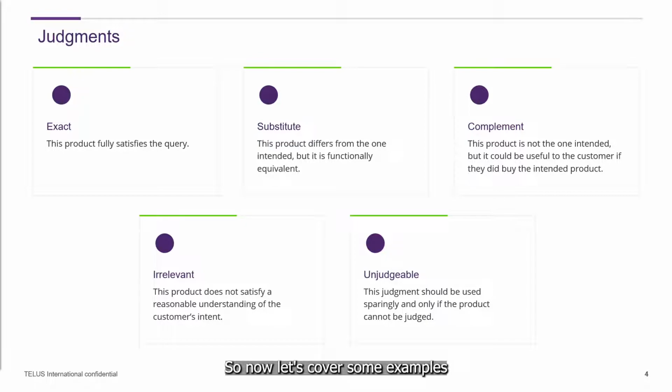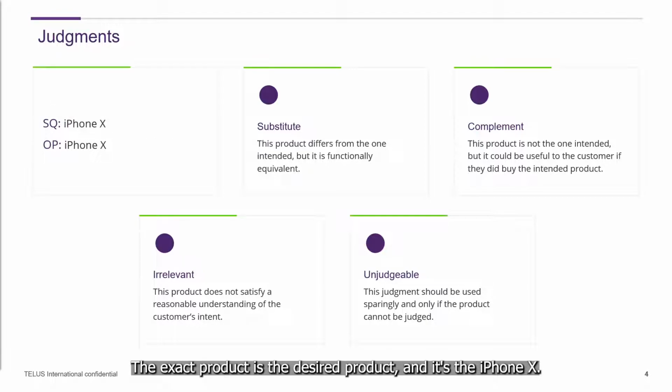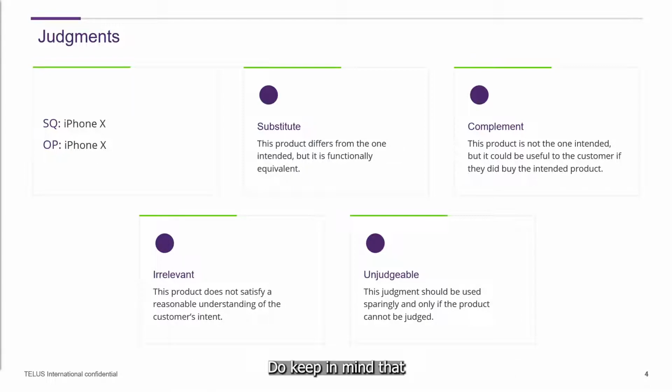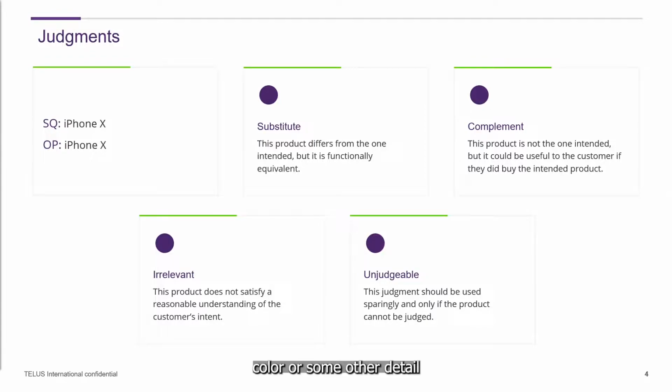So now let's cover some examples using the search query iPhone X. The exact product is the desired product, and it's the iPhone X. Do keep in mind that if additional features had been listed in the query, the offered product would need to satisfy those in order to be exact. So for example, if they had specified storage space, color, or some other detail, that would need to be addressed.